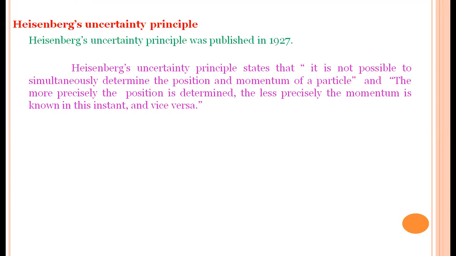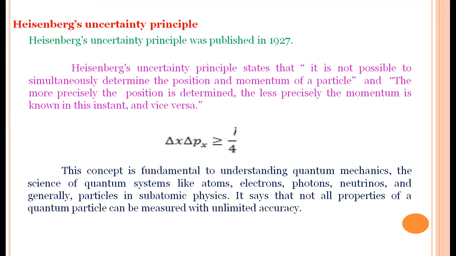It means that when the position of the particle is measured accurately, the momentum measurement is less precise, and vice versa. Mathematically, this can be written as delta x into delta px is greater than h by 2 pi, where delta x is the uncertainty in position, delta px is the uncertainty in momentum, and h is Planck's constant.